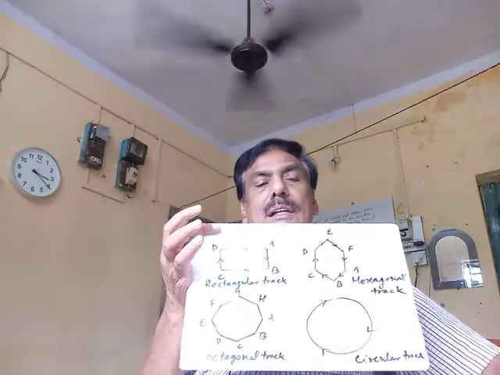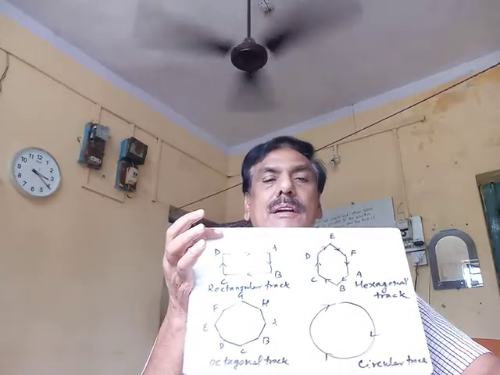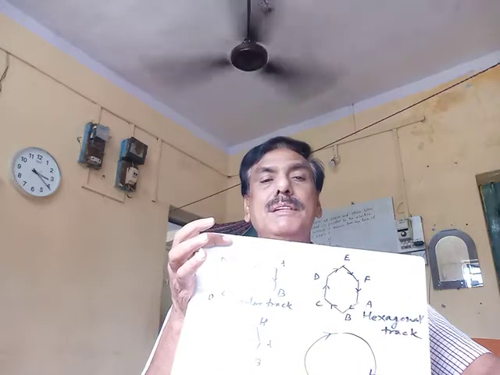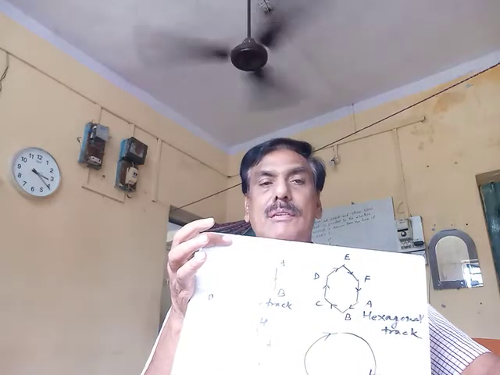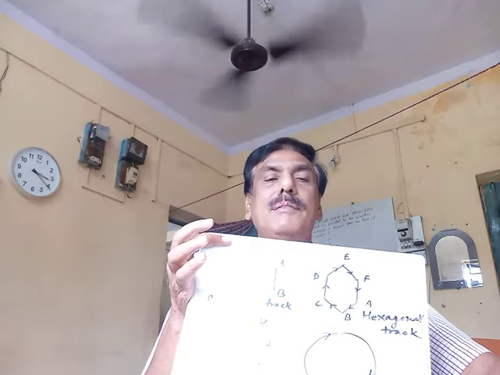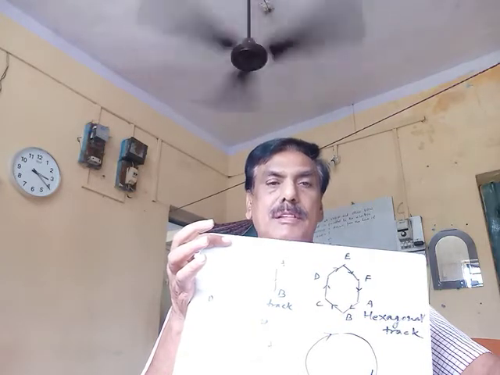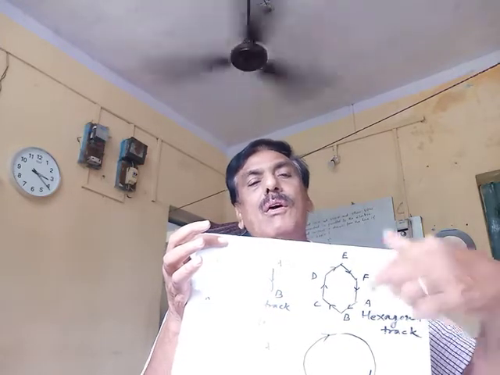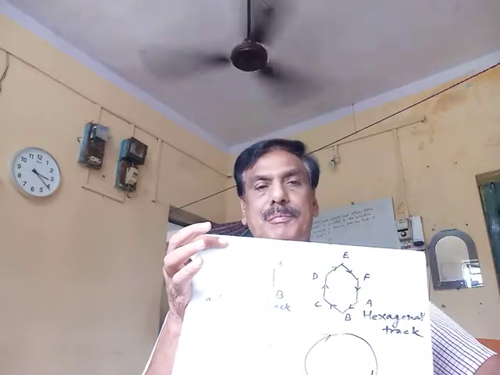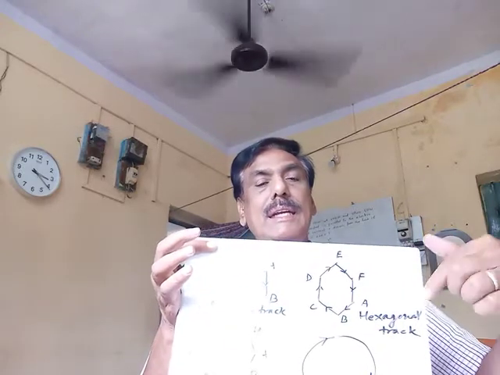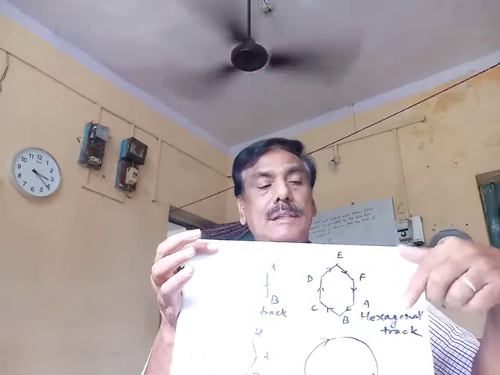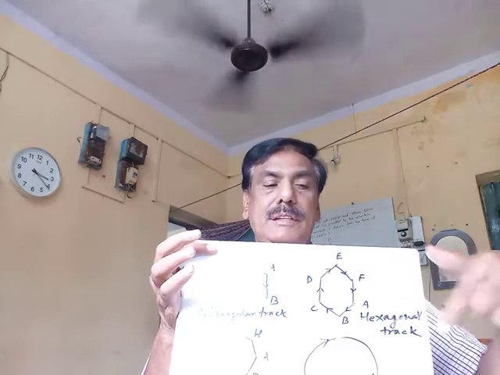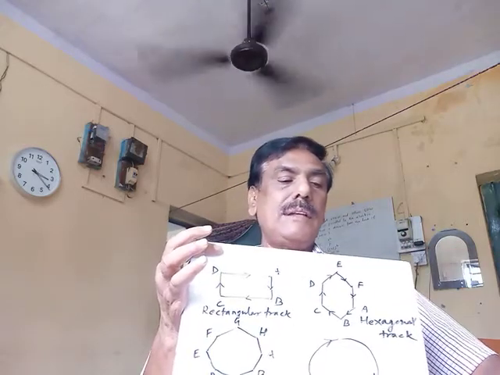Therefore, the body is accelerating even if the magnitude is the same. The magnitude is the same means the body is moving with uniform velocity, like 5 kilometer per hour, all through the track. While moving here, it is changing its direction. So even then the body is accelerating.